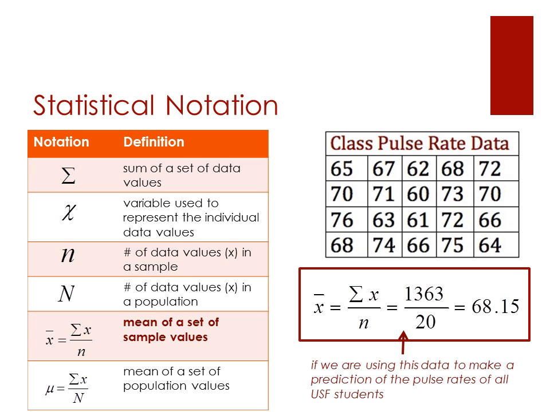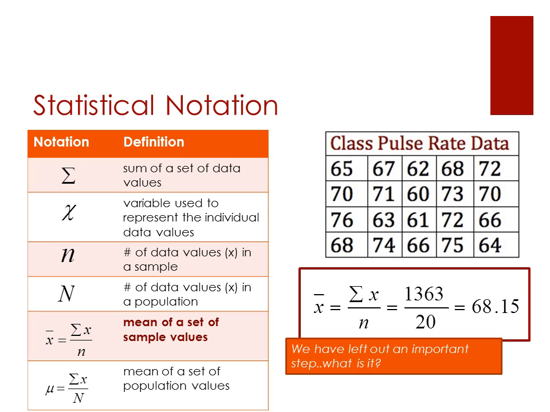Now the last thing we're looking at here is the beginning of using some of our statistical formulas. X bar is the mean of a set of sample values. So if we're using this data to make a prediction of the pulse rates of all USF students, we would produce an X bar. And here you can see on the right, I've gone through and done the calculation for you. You literally take your sum of X, that's what that means when you see that symbol, which in our problem here is 1,363, and you're going to divide it by your lowercase n, which is 20, and you get 68.15. Now, take a moment and look at this and look at your text.